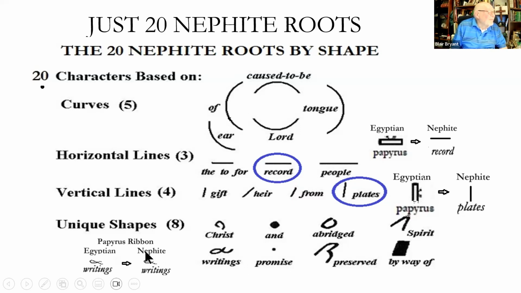The ribbon right here is the Nephite character for writings. This is the way it shows up in Egyptian. This is the way that it shows up in the Nephite writing. It's slightly curtailed here where it attaches to other things.